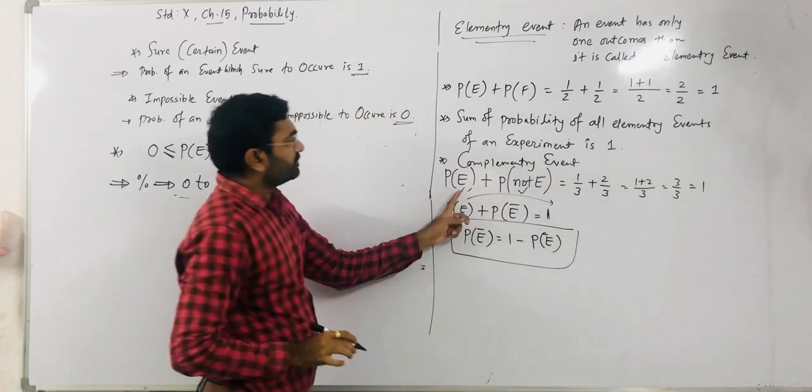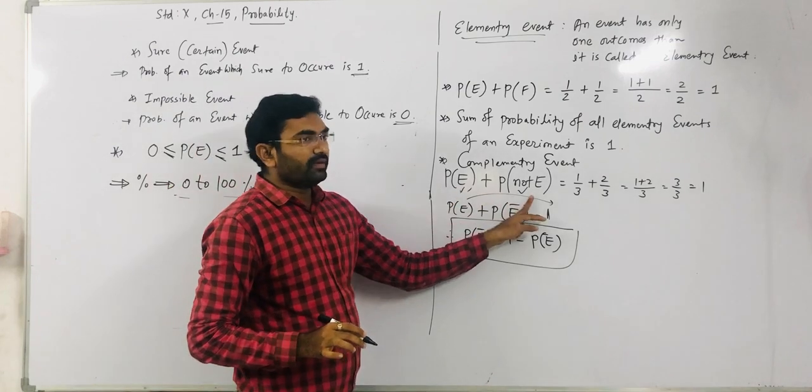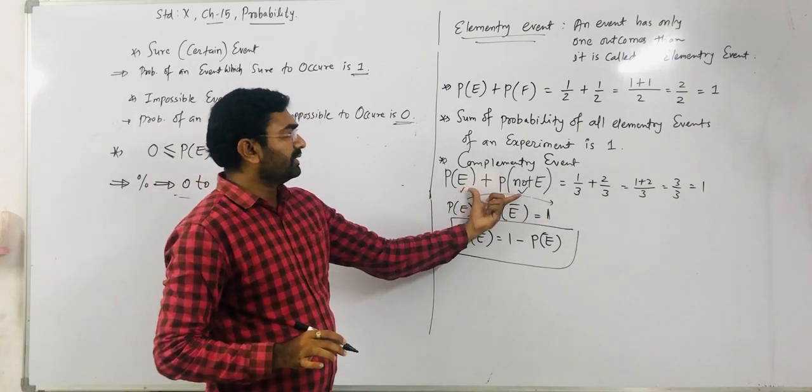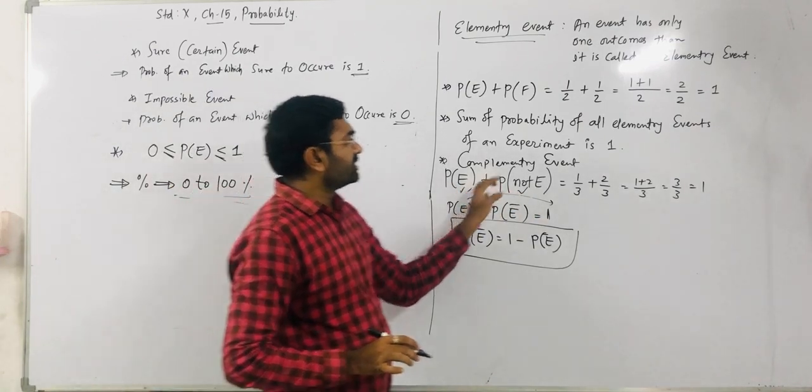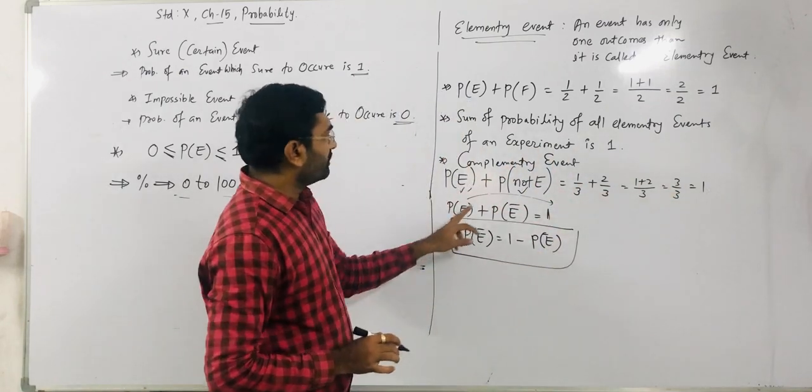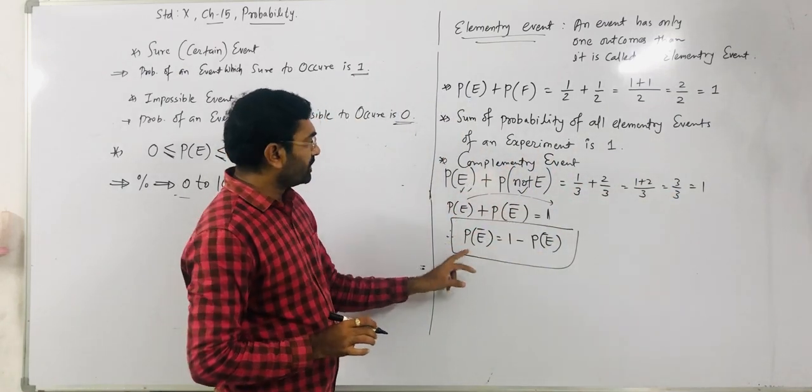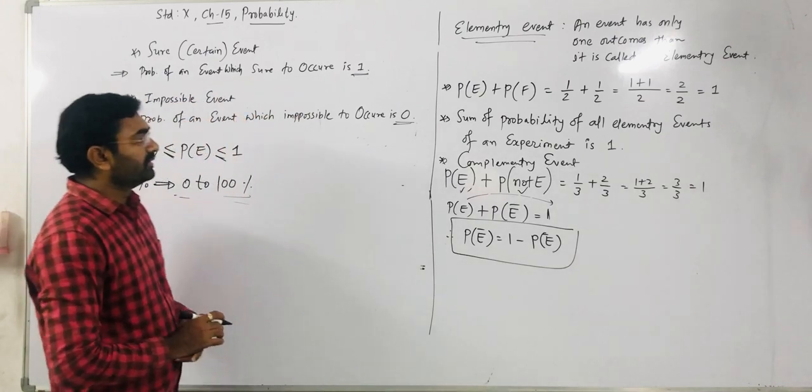And complementary event means what? Event E and not E event. This is called the complementary event. The probability summation of complementary events is also 1, right? So P of E plus P of E bar is equal to 1. So P of E bar is equal to 1 minus P of E.